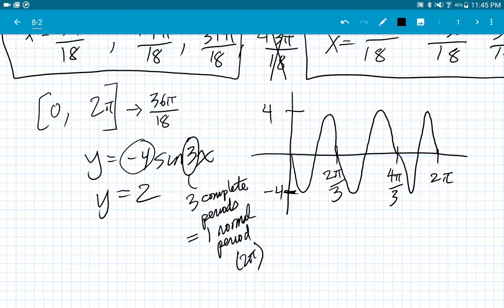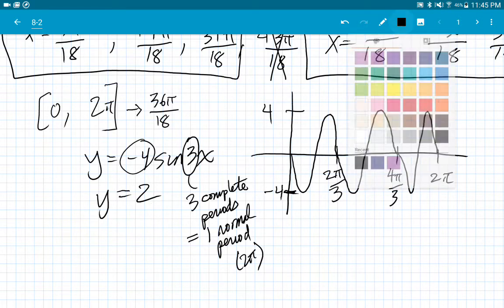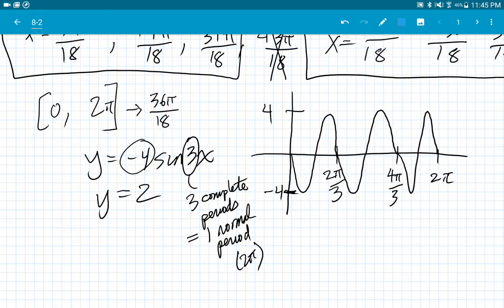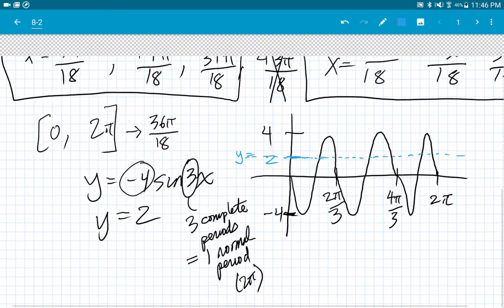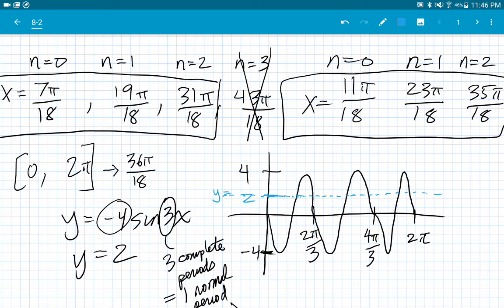Okay. We also need to graph y equals 2. I'll do that in a different color. So if that's 4, then that must mean that this right here is 2. So if y equals 2, then we are finding when our sine graph intersects this y equals 2 horizontal line. And notice it occurs at 1, 2, 3, 4, 5, 6 places. And look at how many answers we have. 1, 2, 3, 4, 5, 6.